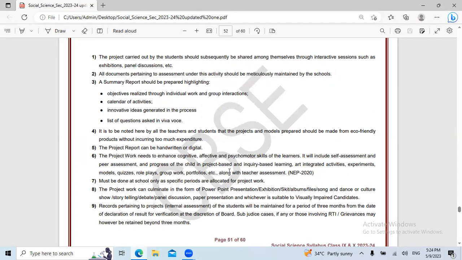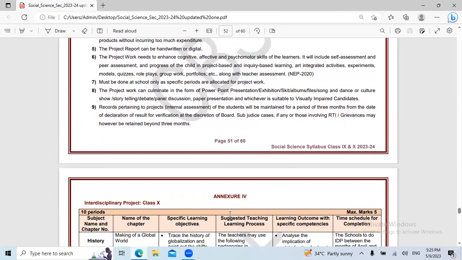Progress of the child in project-based and inquiry-based learning, art integrated activities, experiments, models, quizzes, role plays, group work, portfolios, etc., along with the teacher assessment, must be done at school only, at specific periods allocated for the project work. The project work can culminate in the form of PowerPoint presentation, exhibition, skit, albums, files, songs, and dance or culture show, storytelling, debate, panel discussion, paper presentation, and whichever is suitable for visually impaired candidates.